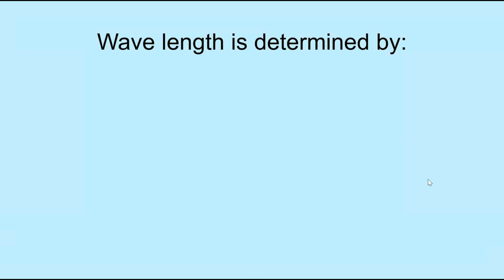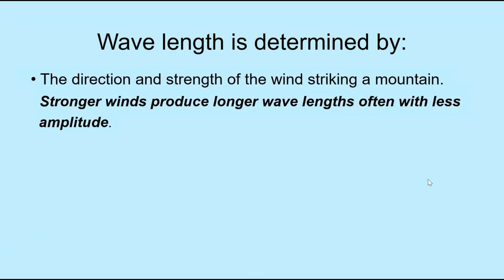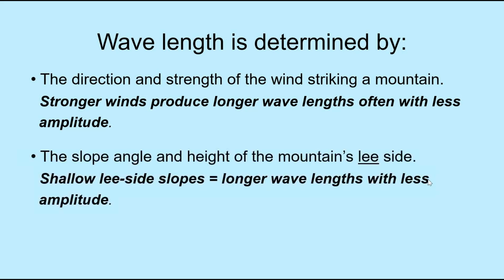Okay, then how do we know how long the wavelength will be? Stronger winds tend to produce longer wavelengths, and if it's really strong aloft, there would be less amplitude, and we'll talk more about that when we talk about travel wave. Another factor is the slope and the height of the mountain's lee side, so you get a range like the Tetons or the Sierra Nevada. The Tetons' highest peak is 13,700 feet, and Jackson Hole sits at 6,300 feet.